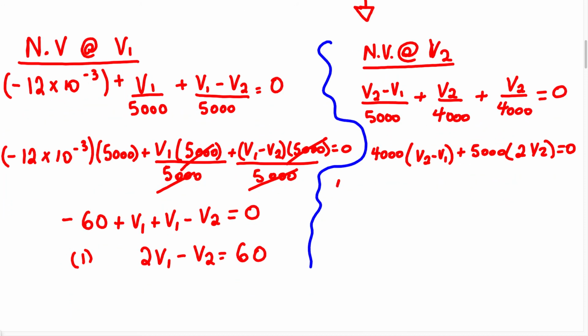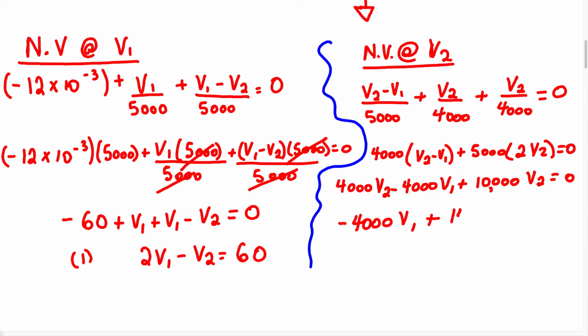We're going to have 4,000 V2 minus 4,000 V1 plus 10,000 V2 equals 0. So when we simplify this some more, we're going to get negative 4,000 V1 plus 14,000 V2 equals 0. So this right here is going to be our second equation. So we have our first equation and our second equation.